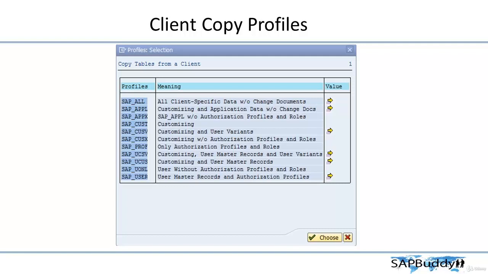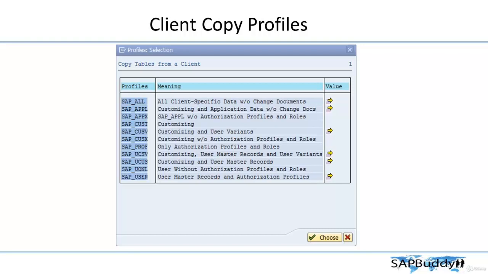So let's say if you want the same user master, then you have to use user. This will copy the user master record and authorization profile. Here you need to be a little bit careful, because once you copy the user, the old users which you logged in, for example SAP star, will be replaced with the password or the authorizations of the source system. So we have to be quite careful there.